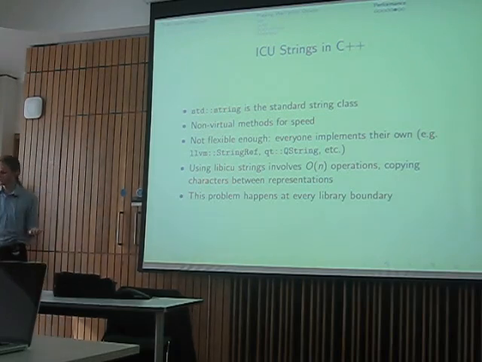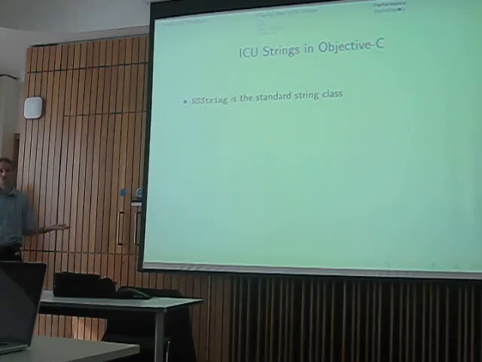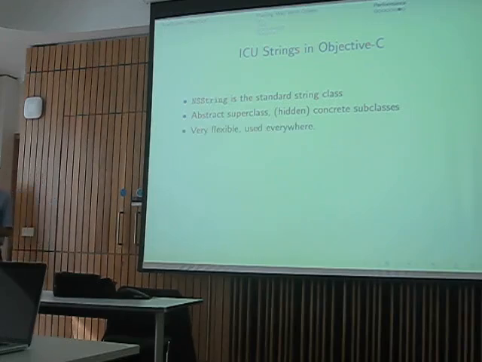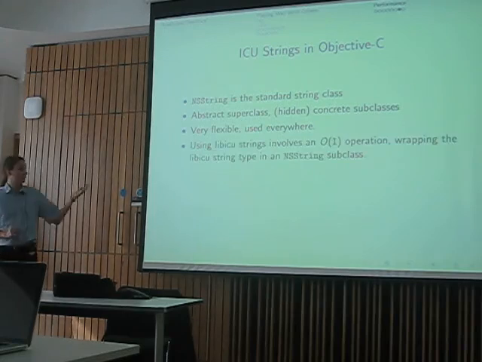So when we do this in Objective-C, we have NSString, which is an abstract class. It has concrete subclasses, but they're hidden from the programmer. It's a class cluster, which means you pretend you're always using the abstract class. Really, you're using one of the subclasses, but you don't have to be aware of which one. It's very flexible. Every Objective-C program uses NSString. They may implement their own custom subclass, but it'll be using the same interfaces. And we implement one for ICU.